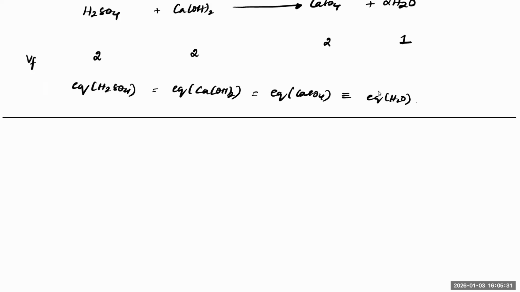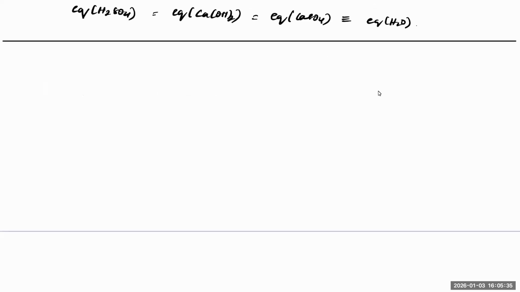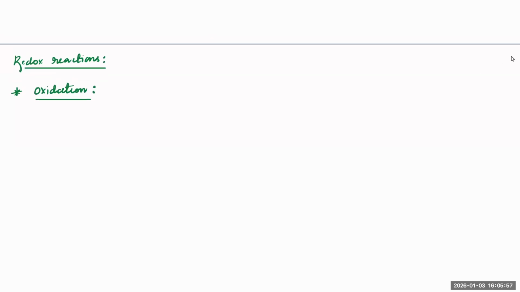Now, when it comes to redox reactions, our objective is mainly to focus on redox reactions. In the case of redox reactions, we need to have two basic things happening. One, an oxidation, and the other one is reduction. By definition, oxidation has multiple definitions.